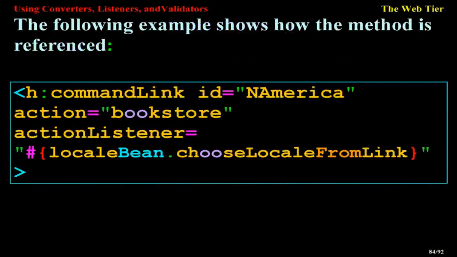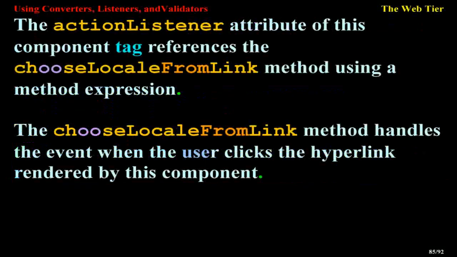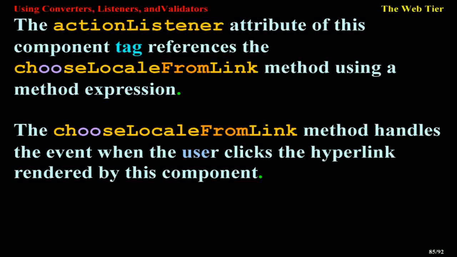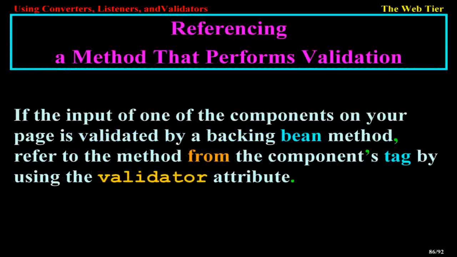<h:commandLink id="NAmerica" action="bookstore" actionListener="#{localeBean.chooseLocaleFromLink}"> The actionListener attribute of this component tag references the chooseLocaleFromLink method using a method expression. The chooseLocaleFromLink method handles the event when the user clicks the hyperlink rendered by this component. Referencing a method that performs validation. If the input of one of the components on your page is validated by a backing bean method, refer to the method from the component's tag by using the validator attribute.